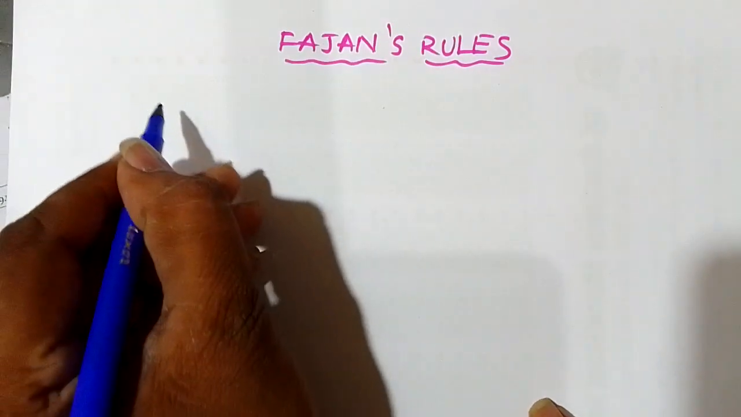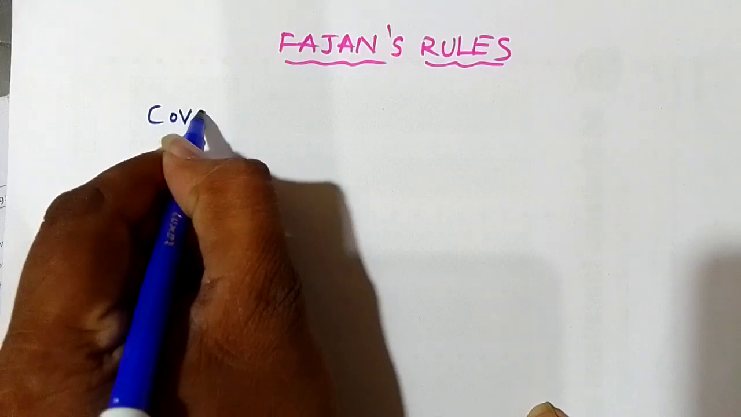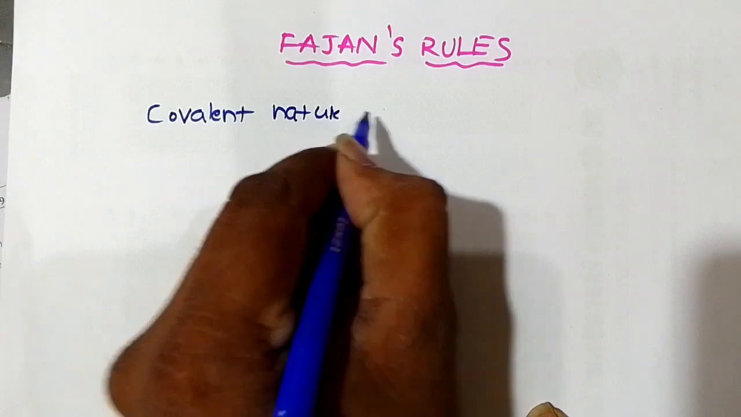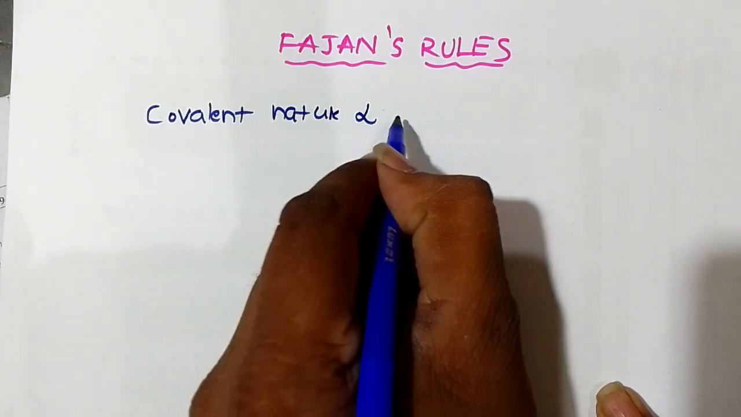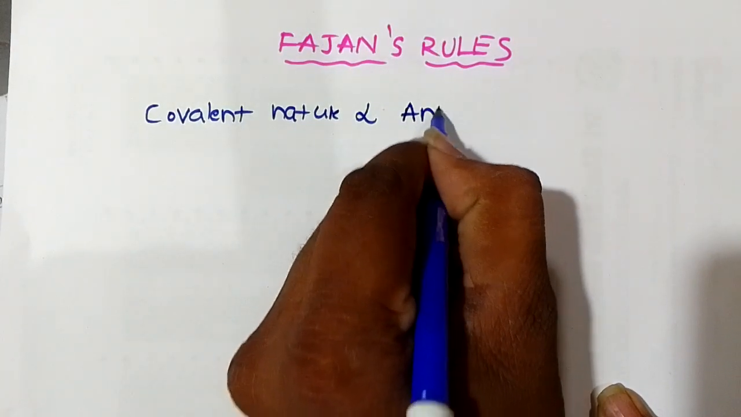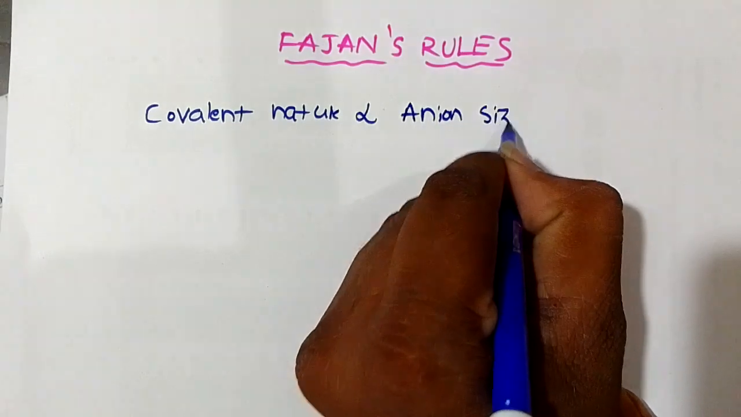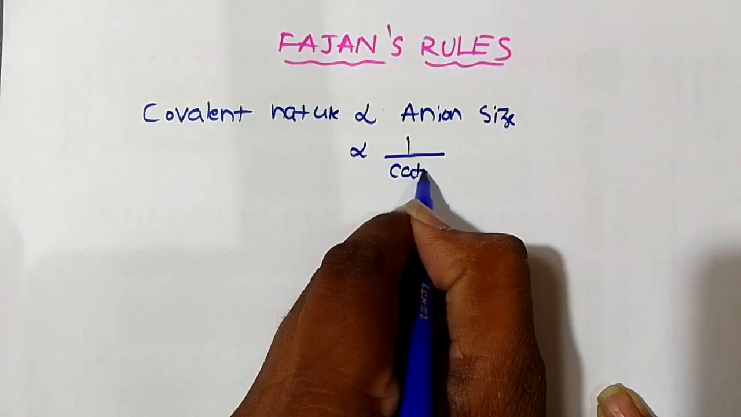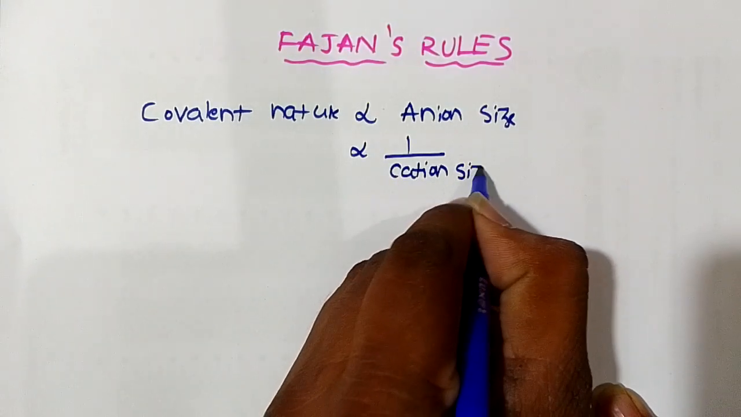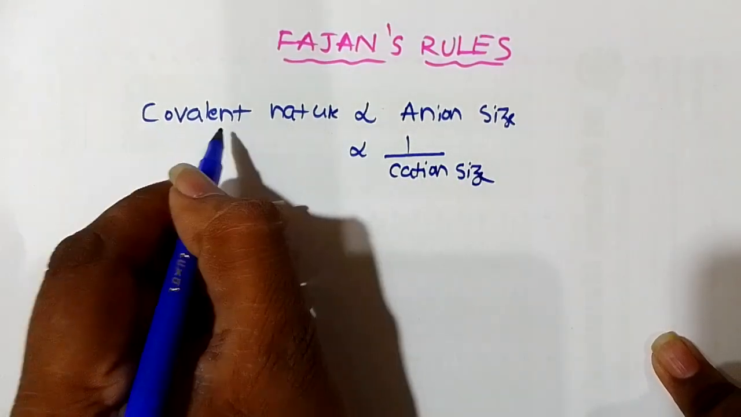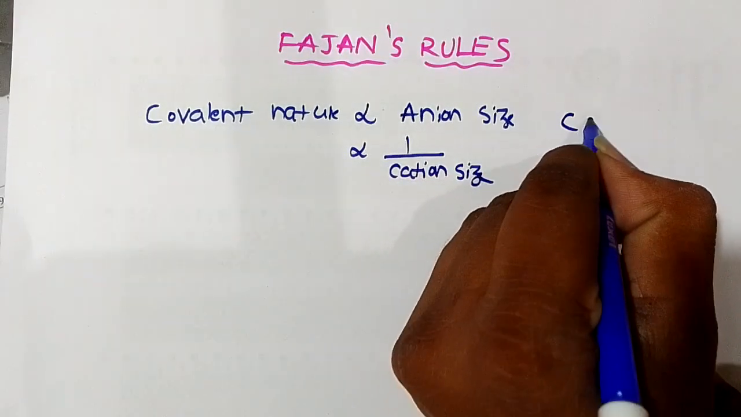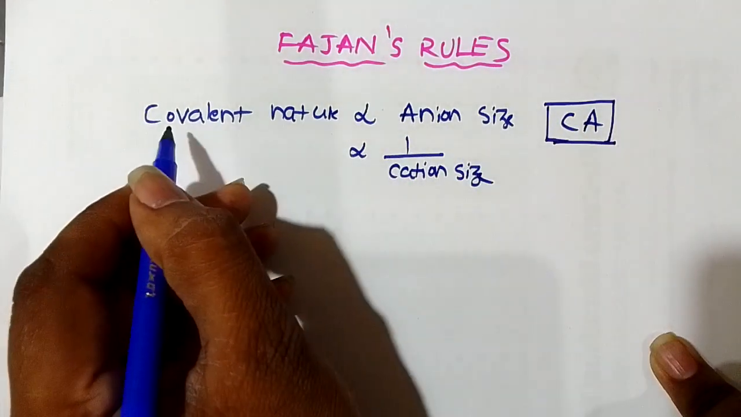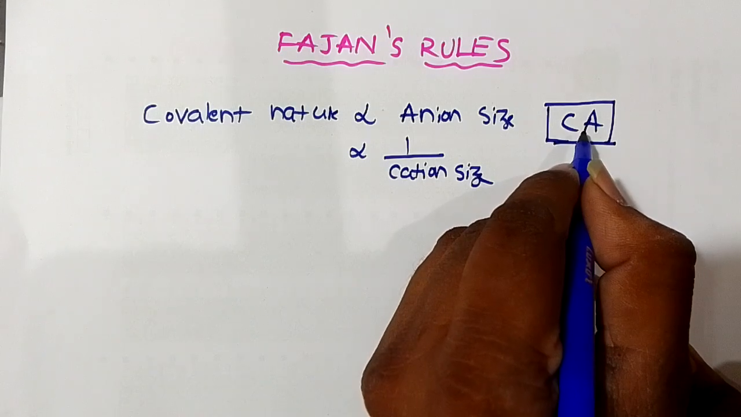According to Fajan's rule, covalent nature is directly proportional to the size of the anion and inversely proportional to the size of the cation. You should remember one thing, that is CA, chartered accountant. CA means covalent nature is directly proportional to anion size.